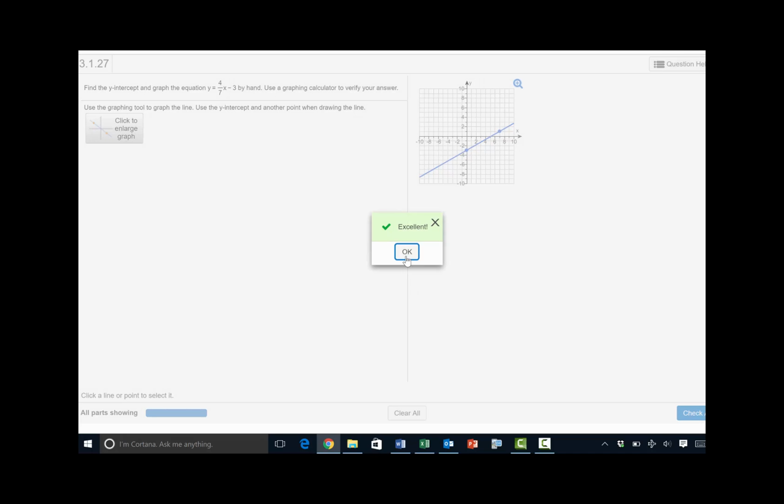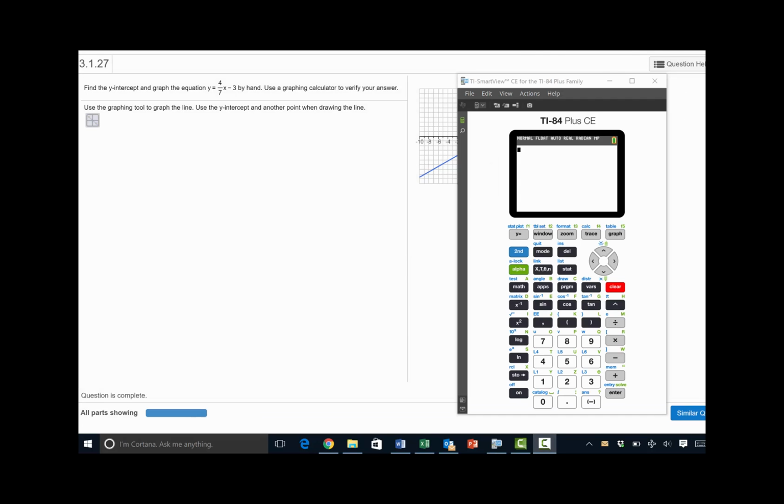Looks good. Let me show you on the calculator how this works out. So on the calculator, I'm going to press y equals, and it's 4/7. I don't have to do this, but it looks better if I put these fractions in parentheses. 4/7 x minus 3.